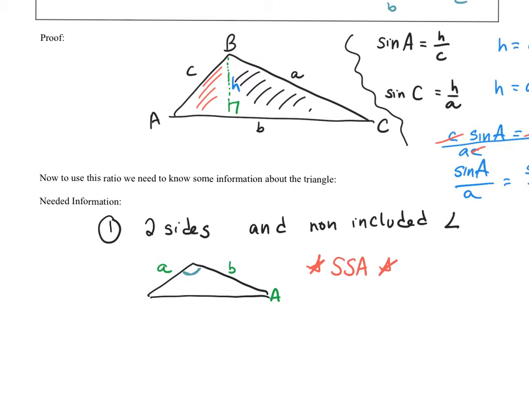The other one, and much more simple one, is if you have two angles and one side. So if you have any two angles and any one side, you can use the law of sines to find all the other information, and we call this ASA. So really the letters just represent what information you're given in the triangle to try to find all the other parts of that triangle.